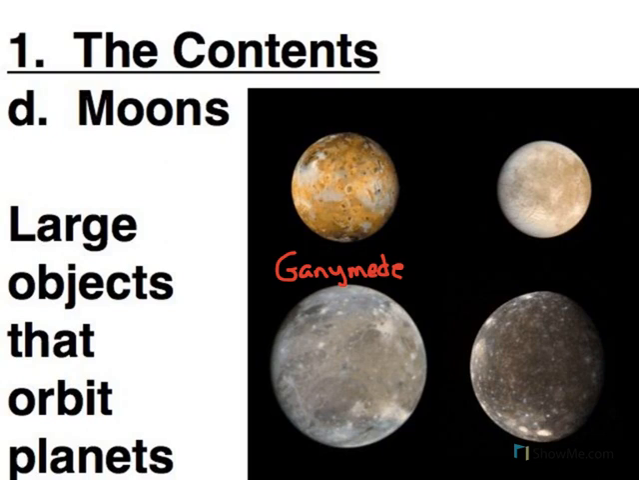Now, where these are the largest of the moons, the smallest of the moons can be as small as 10 miles across. So there's a wide range of possible sizes when it comes to moons.